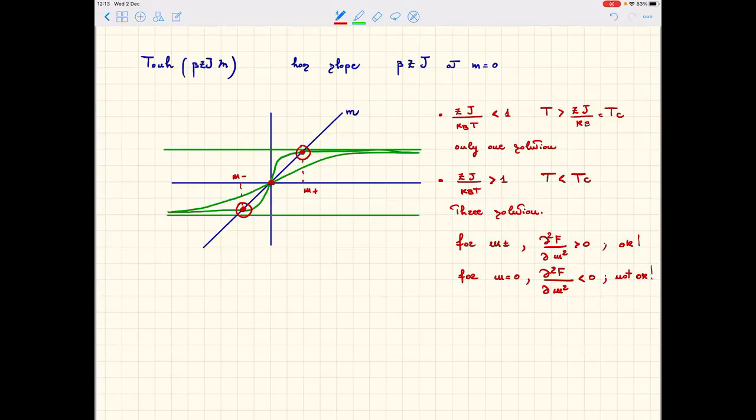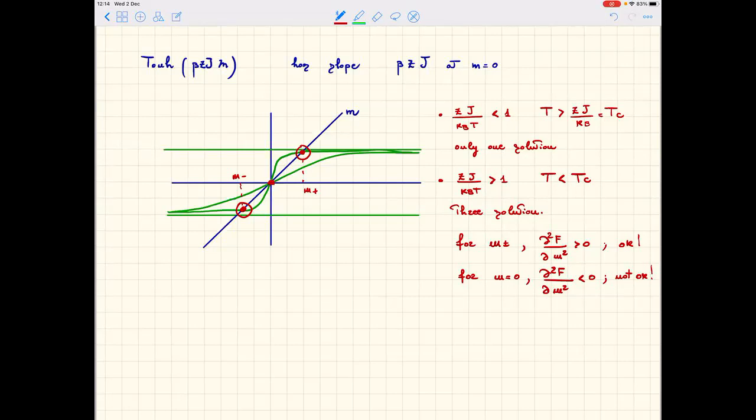So out of these three solutions, I have only two solutions that are good, m plus or m minus. In other words, people say I spontaneously break the symmetry, because the system will be sitting in one of them, either m plus or m minus. And it's going to have a finite magnetization without a magnetic field.